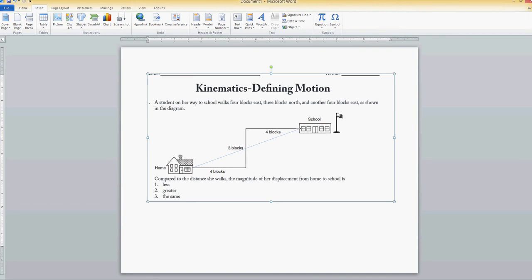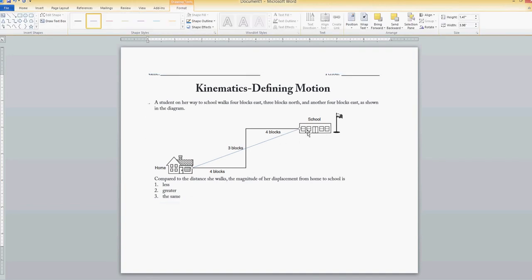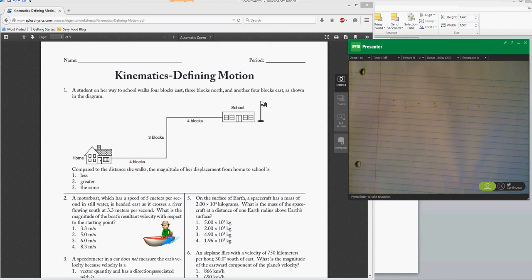It's going to be from my starting point to my ending point. So this line here is the displacement line. Then you have to compare. I can measure the length from start to finish, and I can measure the lengths of the 4, 3, and 4. When you do that, you'll see that compared to the distance she walks, the magnitude of the displacement is going to be less than the actual distance that she traveled. So for number 1, your answer should have been 1, that it was less.